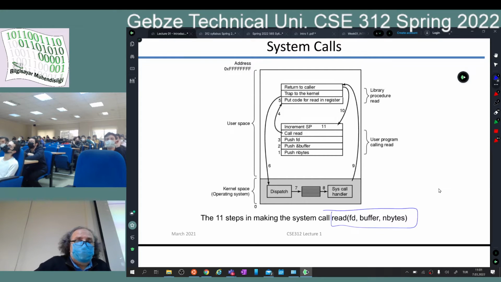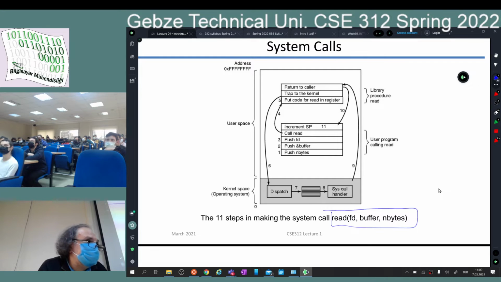So a software interrupt happens, the operating system takes over the CPU, handles it, and does whatever it needs to do. It takes care of some bookkeeping stuff, and then gives the CPU back to the processes. That's what the system call does.